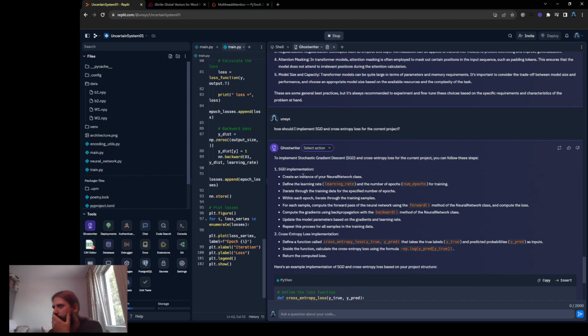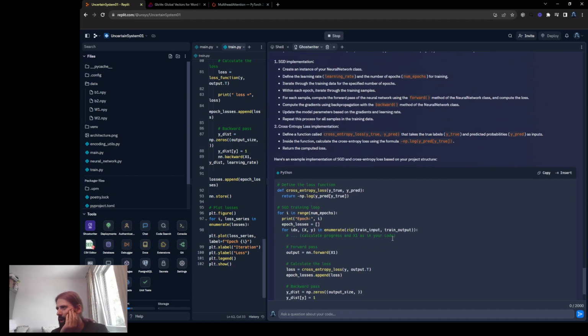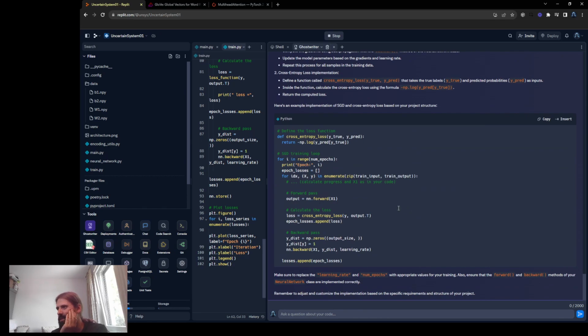Create an instance of your model class, define the learning rate and the number of epochs for training. Iterate through the training data for the specified number of epochs. Within each epoch, iterate through the training samples. For each sample, compute the forward pass, then compute the gradients using the backpropagation method in another class. I don't like that answer. It seems to just have taken my current code base and explained it back to me. You know what I mean?